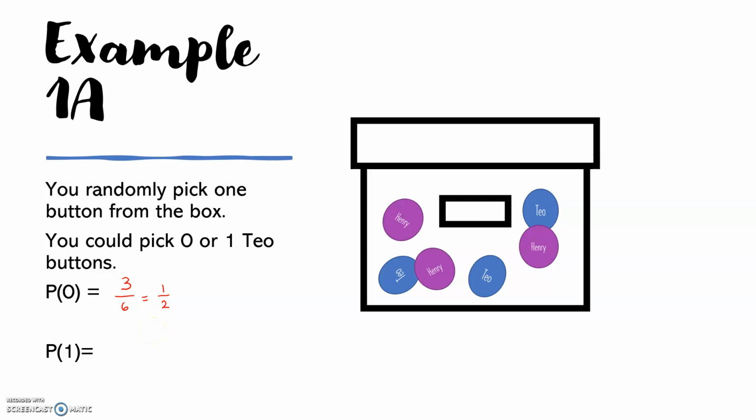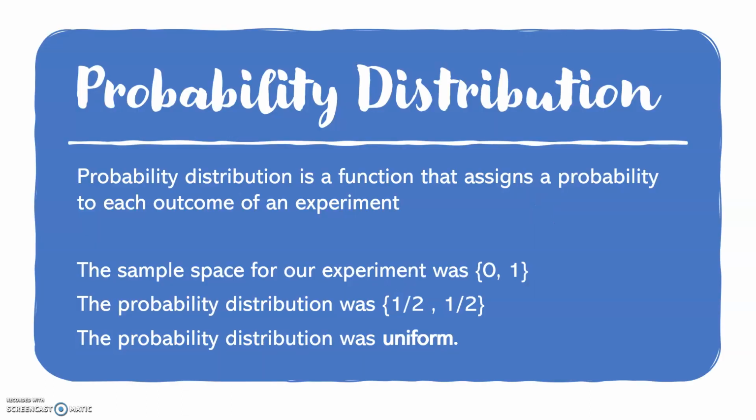And then the probability that we get 1 tail button means that we got a tail button, which would be 3 out of 6, which is 1 over 2. Okay. We've done this before. This isn't new, but we're going to introduce some new language. The probability distribution is going to be a function that assigns a probability to each outcome of an experiment.